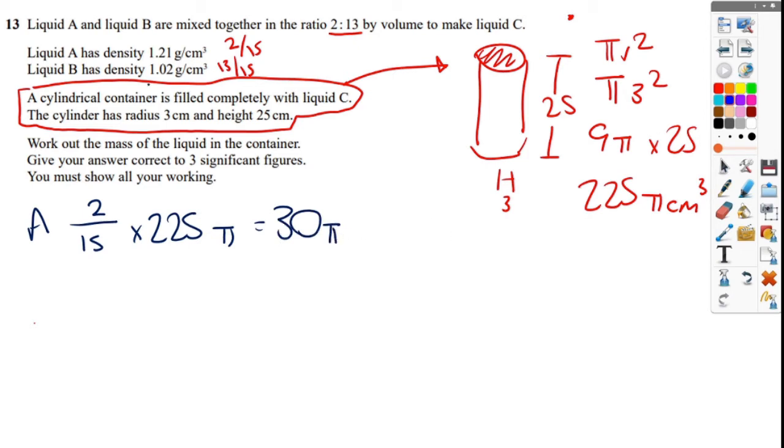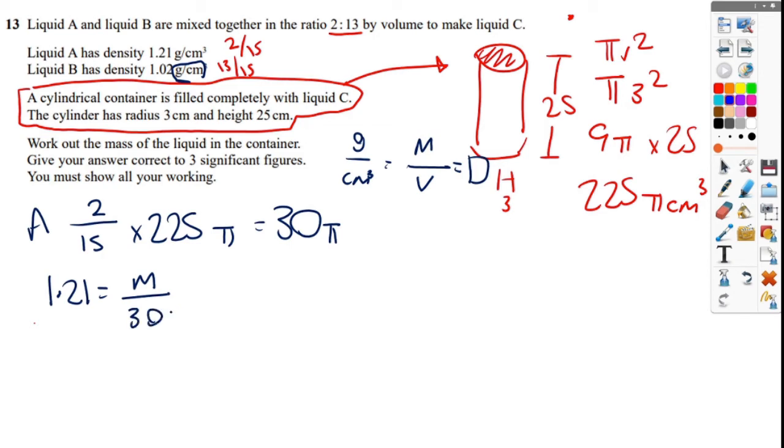Now I need to remember my formula for density, and people tend to forget it. It's always there in my units: grams per centimeters cubed. Grams is actually mass, and centimeters cubed is volume. I know that equals my density. So let's do it. My density of A is up there, which is 1.21, equals my mass, which is what the question's trying to find out, over my volume, which is 30 pi.